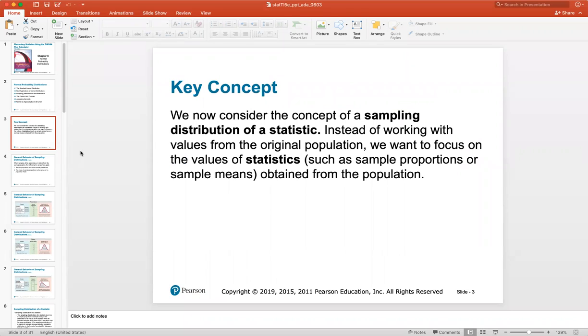As you can see here, instead of working with the values from the original population, we want to focus on values of a statistic. What is a statistic? A characteristic of a sample, sample data. For example, sample means or sample variance, sample standard deviations, or sample proportions.